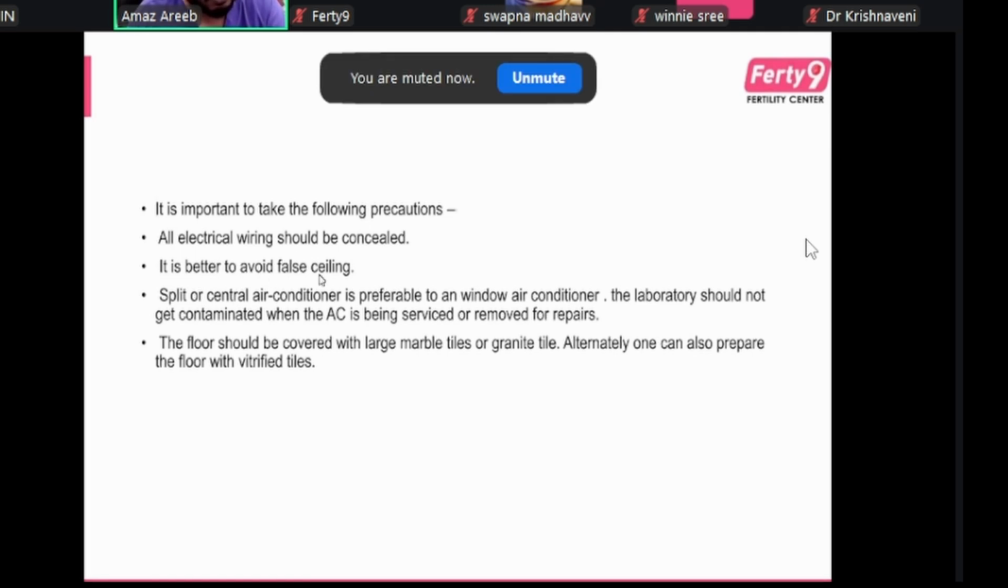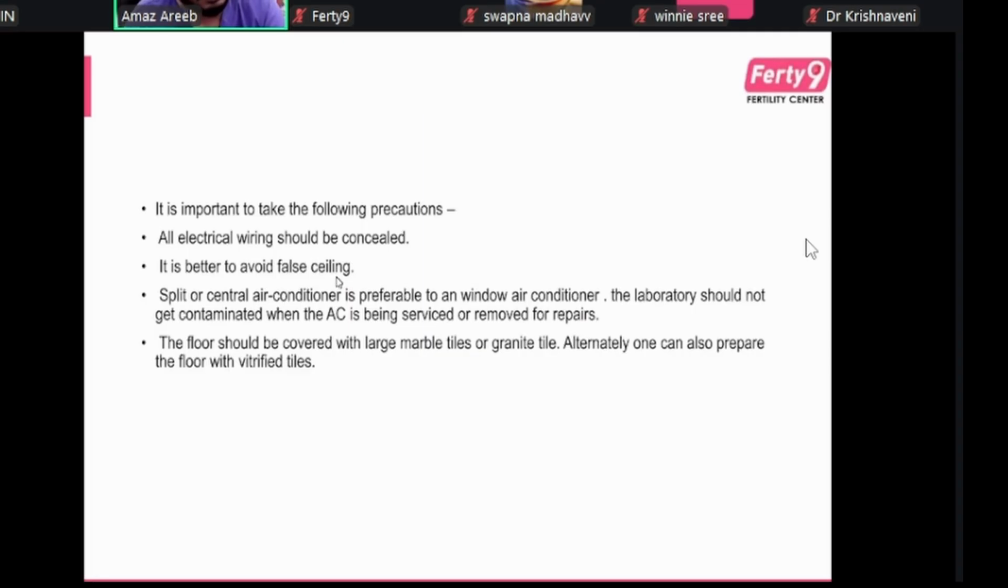It is better to avoid a false ceiling, because it has POP inside that is known to have mold growth, especially during the monsoon season due to moisture, or it could also emit VOCs that are not good for the gametes.